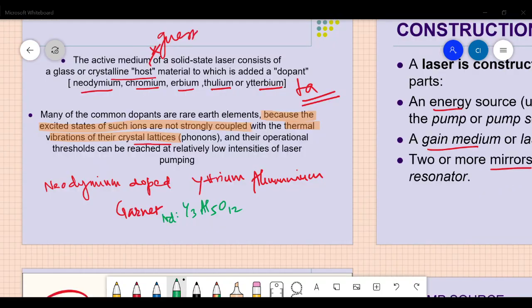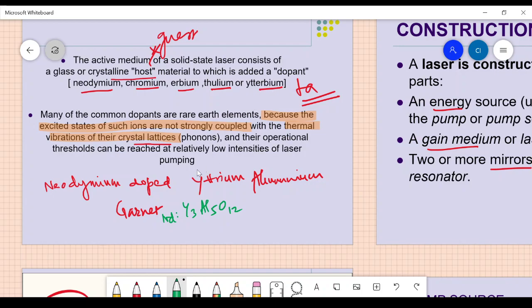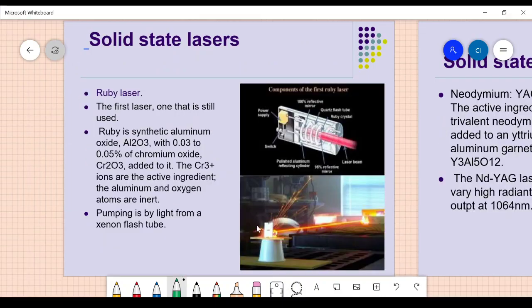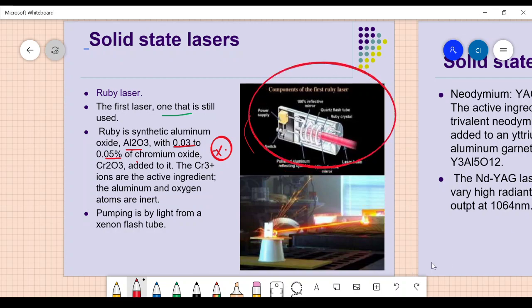Let me tell you what this Nd:YAG stands for: neodymium doped yttrium aluminum garnet, Y3Al5O12. Here is one example: the ruby laser, the first laser, still relevant today. Ruby is synthetic aluminum oxide, Al2O3, with 0.03 to 0.5 percent chromium oxide. You need to remember this: chromium 3 plus ions and pumping of light. How it is constructed is given here. You can have a look at this and get an idea.